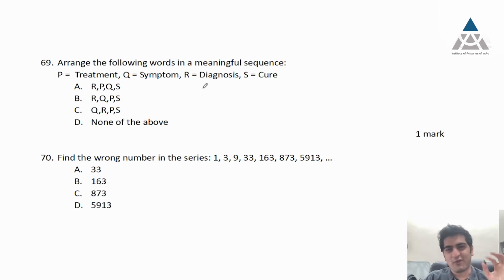Question 70. Again a sequence one, but with a little twist. So we are told to find the wrong number in the sequence: 1, 3, 9, 33, 163, 873, 5913. Wow. Okay. So what is happening here?